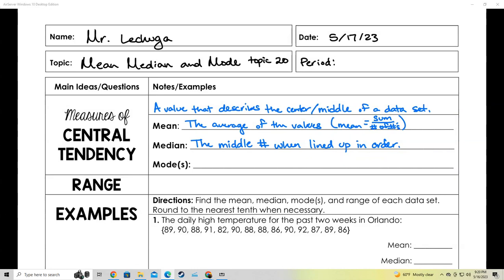The mode is the easiest one. It's the number that occurs the most. I'll put the value that occurs the most.